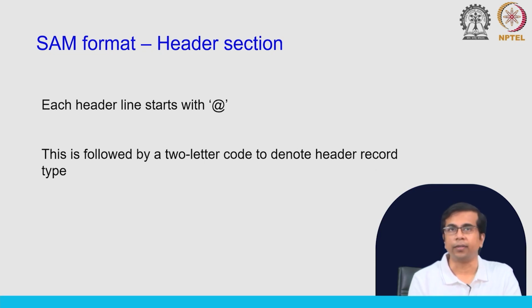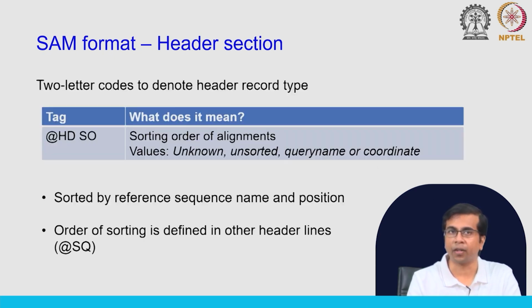Now, the @ sign is followed by a 2-letter code to denote what kind of record you are looking at, the record type. So, there are specific notations. We say @HD SO. @HD means header, and SO signifies the sorting order of alignments. You are looking at how the alignments are sorted in the file or whether they are unsorted.